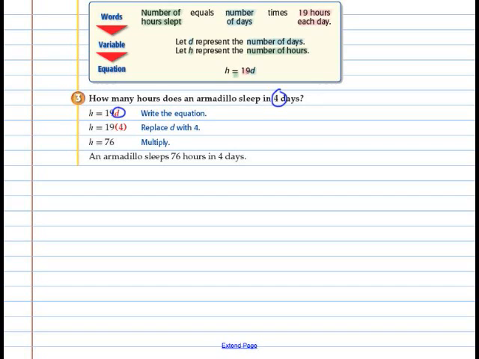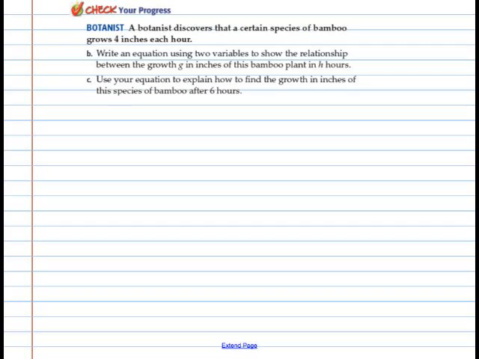So how long does the armadillo sleep in 4 days? Well, we take the 4, we replace the D with the 4. We multiply 19 times 4, and we find that the armadillo sleeps 76 hours in 4 days.